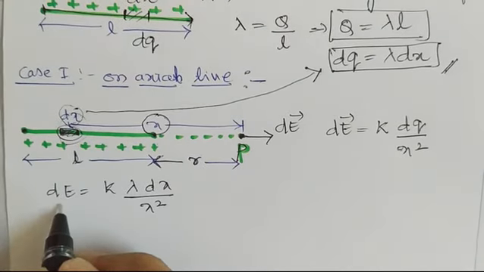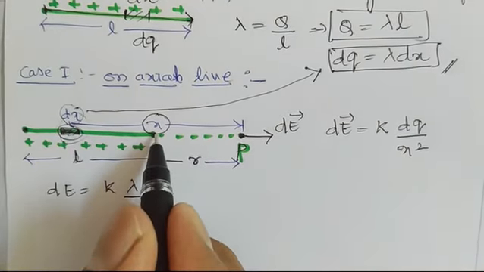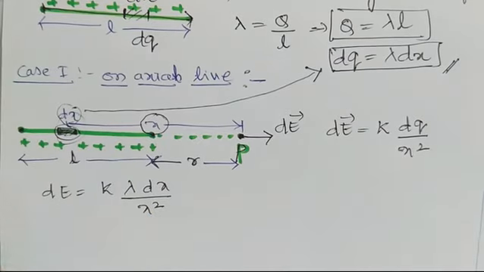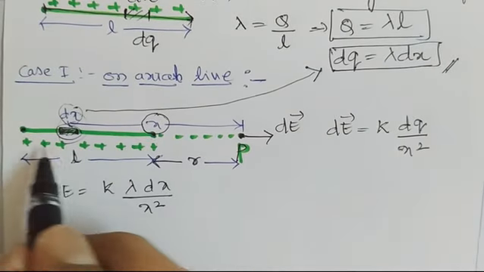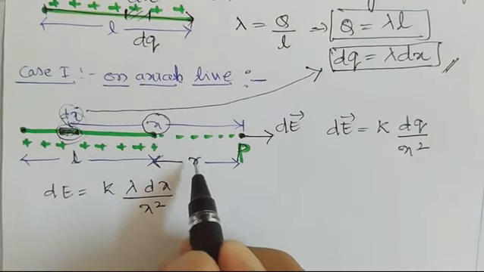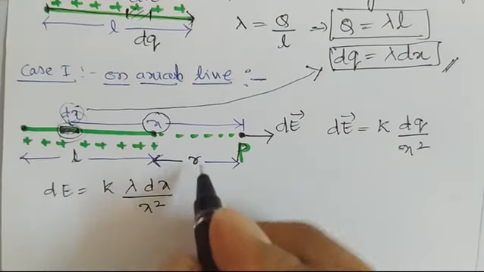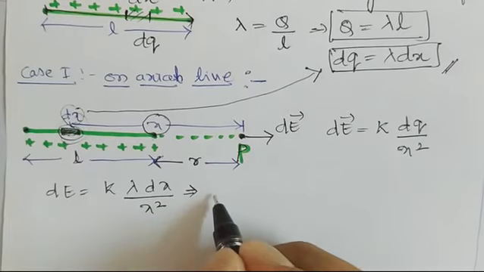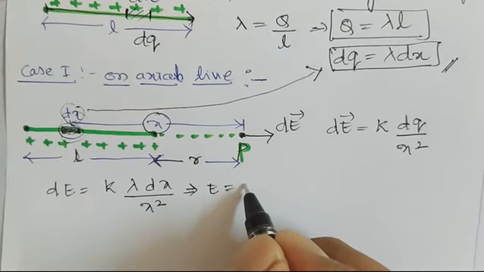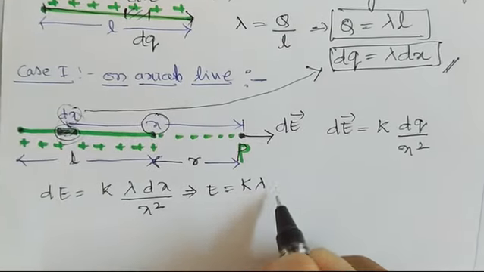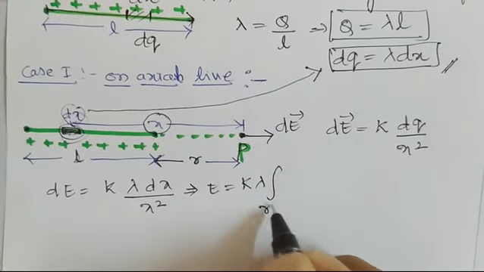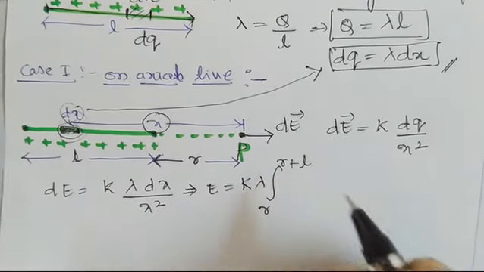So now this is a small electric field due to dx, but I want the total electric field due to this length. So for the total electric field due to this length, the charge starts from where? R to R plus L. So I will integrate this equation. From where to where? K is constant, lambda is constant, so the integration is from R to R plus L.